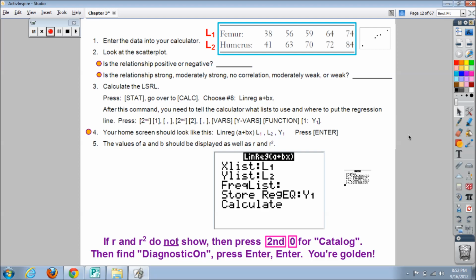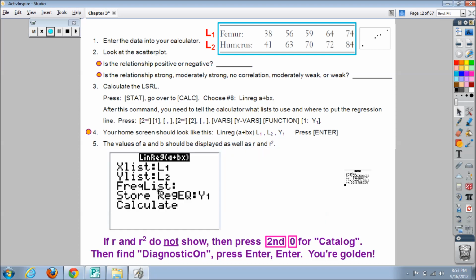Alright, here's where you're going to need your calculator. And I have a picture here. I don't know where it went to. Awesome. Okay.